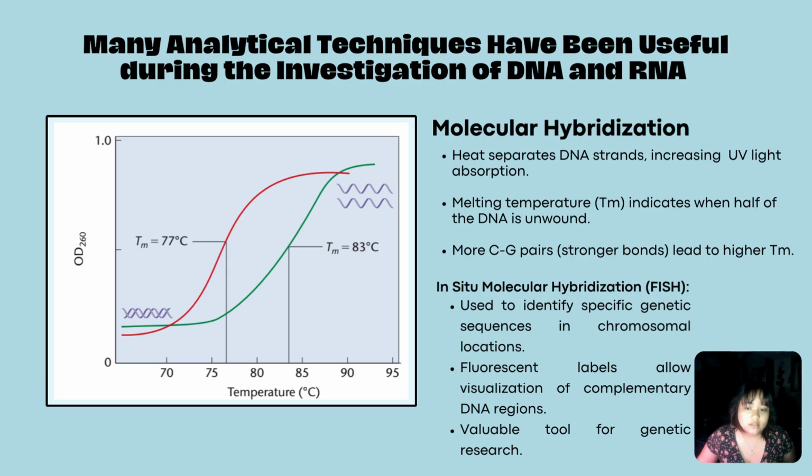denatures and unwinds. The melting temperature represents the midpoint where 50% of strands have unwound. And a high melting temperature indicates more cytosine and guanine base pairs, which have three hydrogen bonds, compared to adenine-thymine pairs, which have two hydrogen bonds.